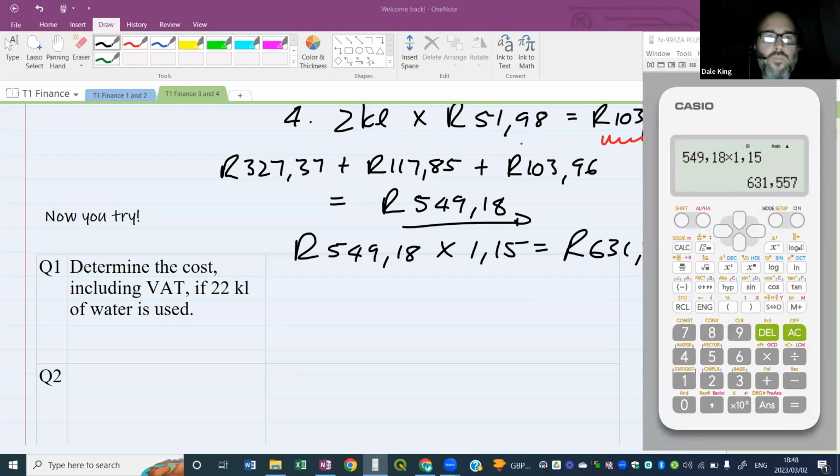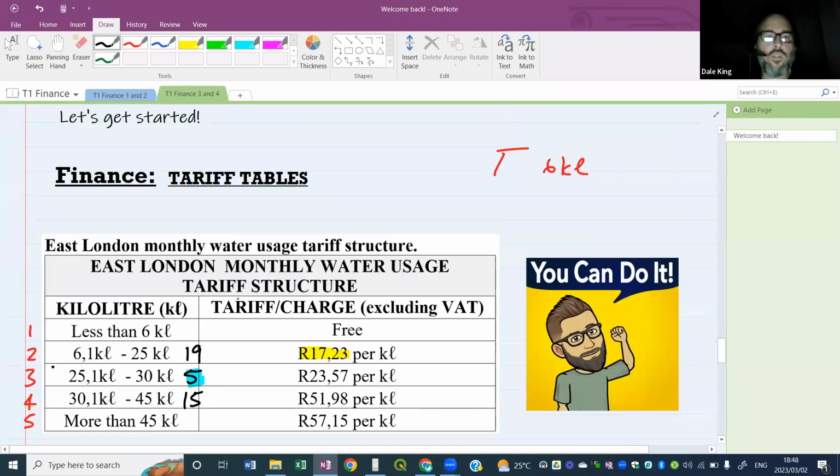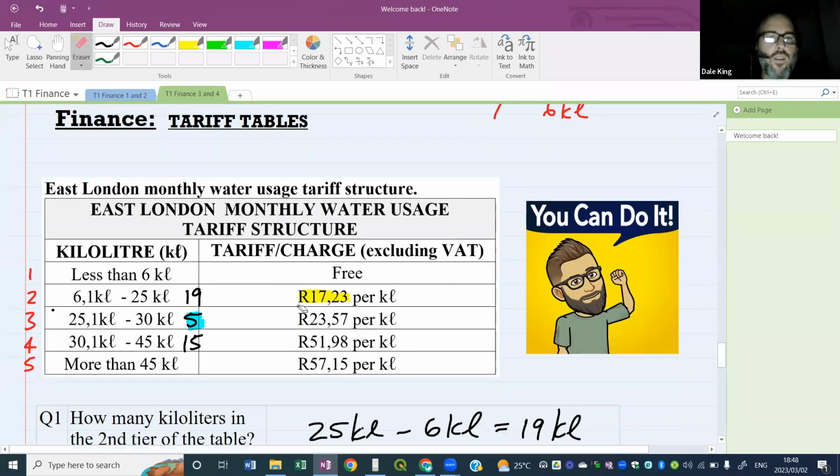All right, it's your turn now to try this. Don't be afraid to try it. Let's see what you guys can do. You're going to work out the cost including VAT for 22 kiloliters of water. I'll write it up here by the table and leave the table there. Work it out for 22 kiloliters of water.